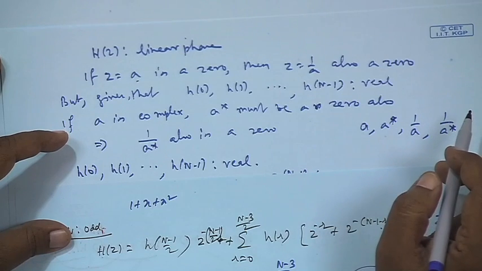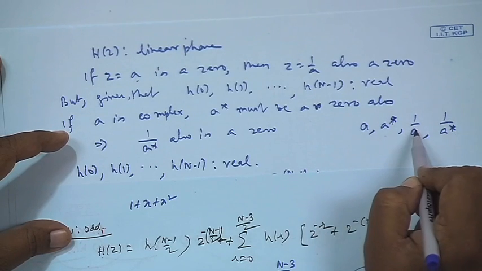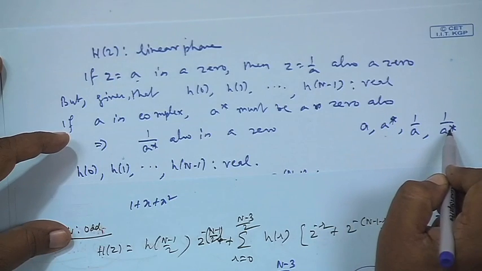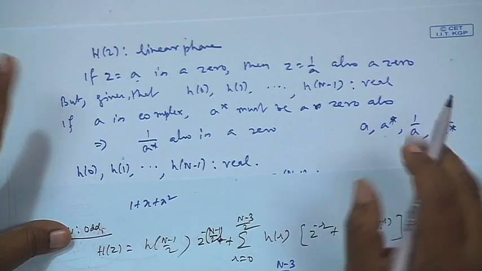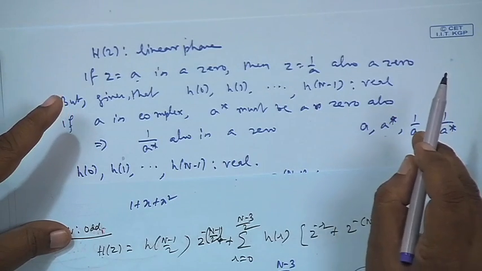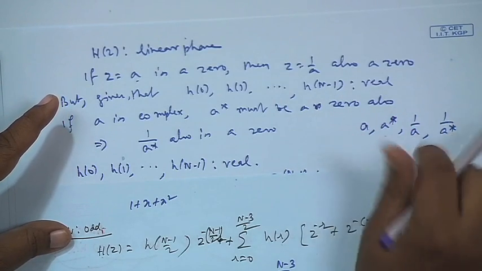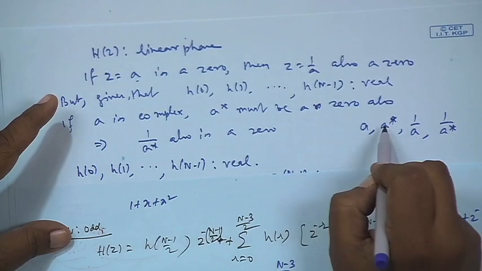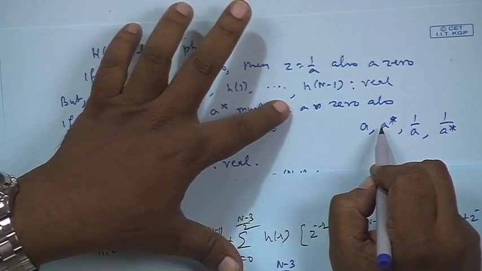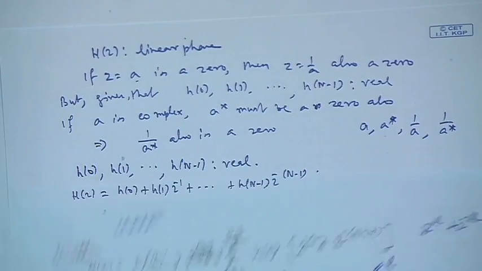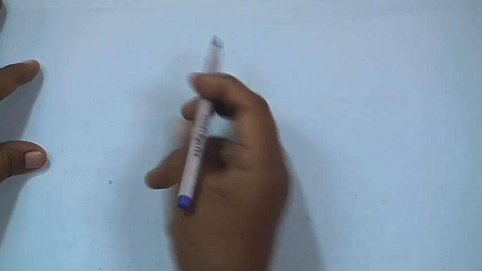It is called a conjugate reciprocal pair: A and its reciprocal 1 by A, conjugate A star and its reciprocal 1 by A star. So in these cases, for a linear phase system, if there is a complex root, then there will be 4 such roots together, a quadruplet. If A is complex, A star must be present, because filter coefficients are real, and since they are linear phase, both 1 by A and 1 by A star must be present, which means in the complex plane it will look like this.